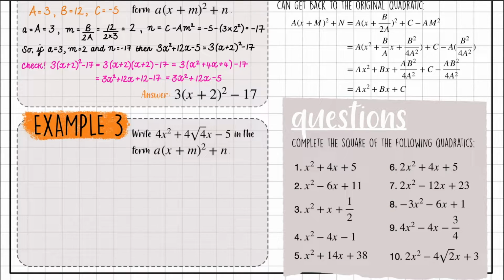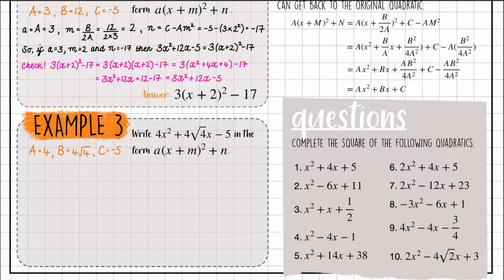Final example now. Nothing different with this question compared to the previous two, except we do have a square root chucked in here to catch you off guard, but it won't because nothing is different. As long as you know the steps, we can just carry on as normal. Let's do the first step, and that is writing out the coefficients and constant that are in our original quadratic. So we have capital A is 4, B is 4 root 4, and C is -5.